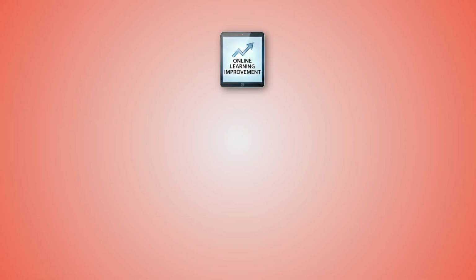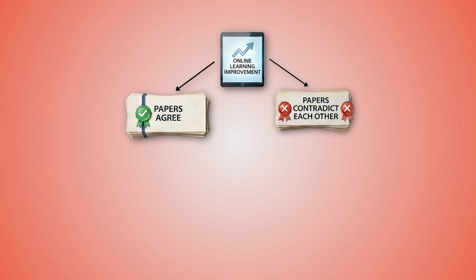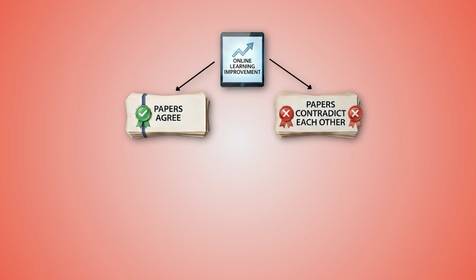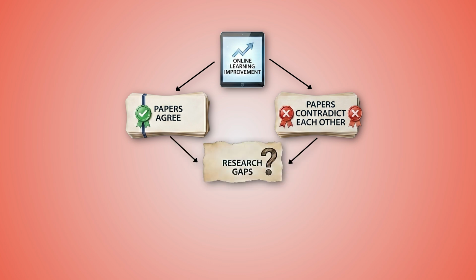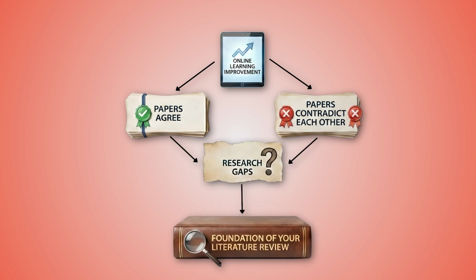You will start noticing that there are patterns across different studies. For example, a lot of studies would indicate that motivation plays a key role in the improvement of online learning. You may see papers agree, you may see papers contradict each other, and most importantly, you will start identifying some research gaps. That right there is the foundation of your literature review. Once you reach this stage, you are no longer confused about what to write. You are simply translating what you already see into structured paragraphs.